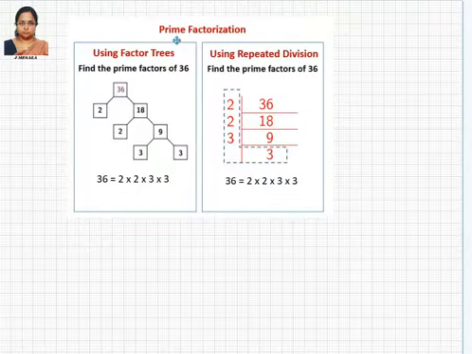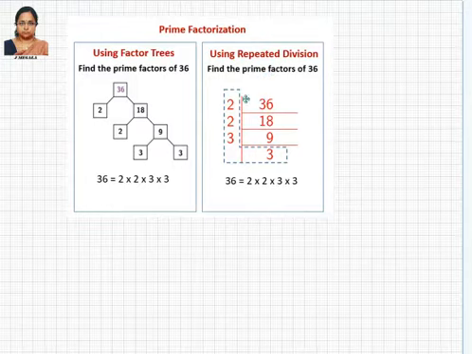Prime factorization can be done in 2 different ways. One is using factor trees, and the other is repeated division. A factor tree just keeps branching separately. Like 36, you have 2 in that, so remove that 2, the remaining is 18. Again, remove 2 from this, you get 9, then remove 3 from this, another 3. Whatever you have in the form of prime numbers, combine them together and write it.